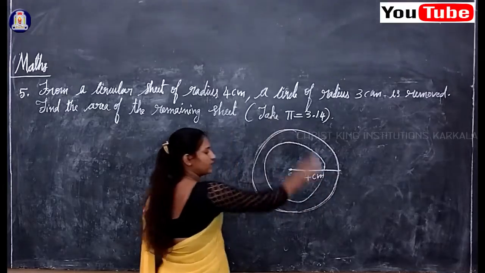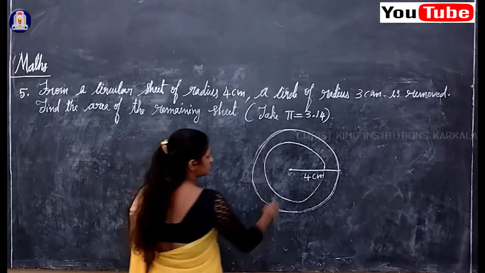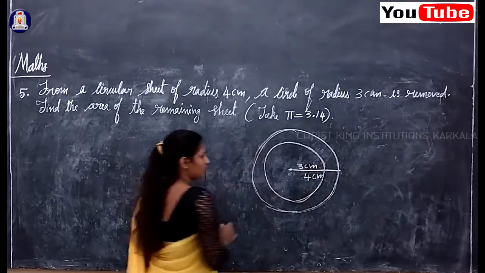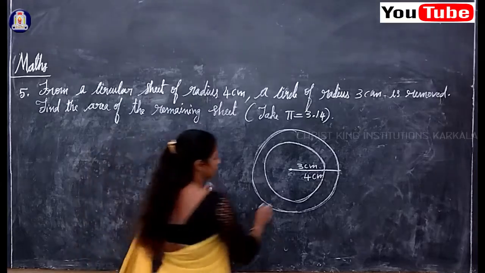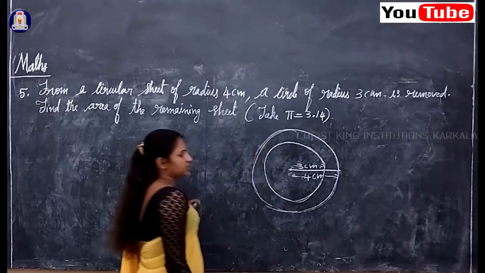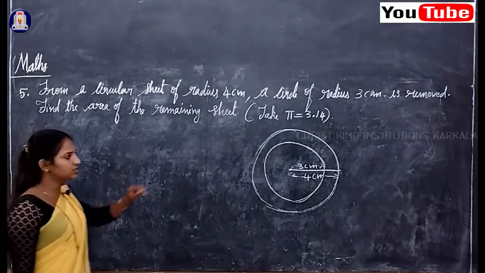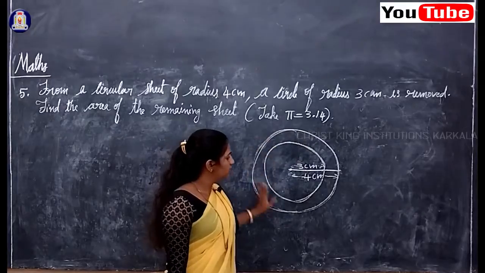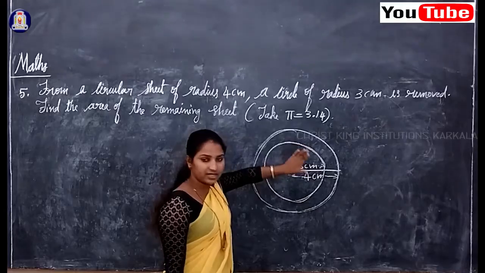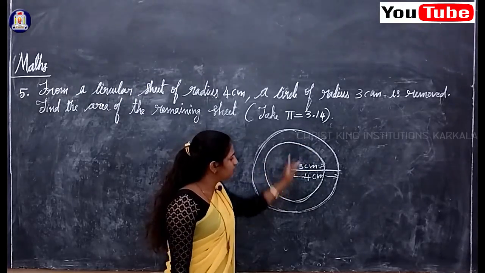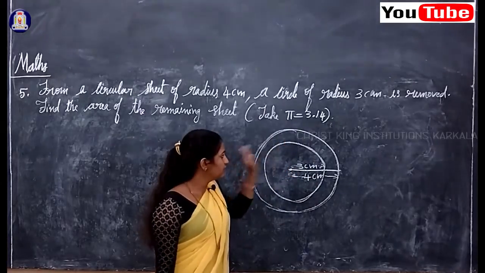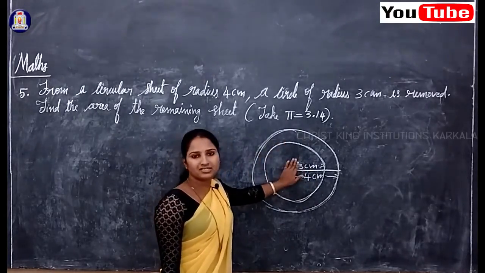So the larger circle radius is 4 centimeter, and this is a smaller circle. The smaller circle radius is 3 centimeter. Larger circle radius 4 centimeter and smaller circle radius 3 centimeter. So from the circle of 4 centimeter radius, we have to remove this much area, that is, the circle of 3 centimeter radius. Clear? So from the large circle we want to remove the smaller circle.